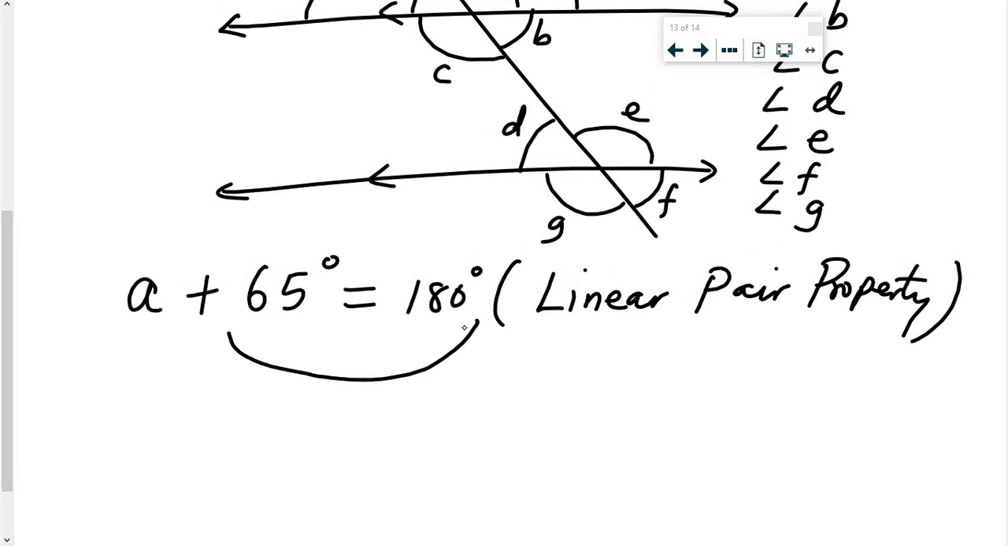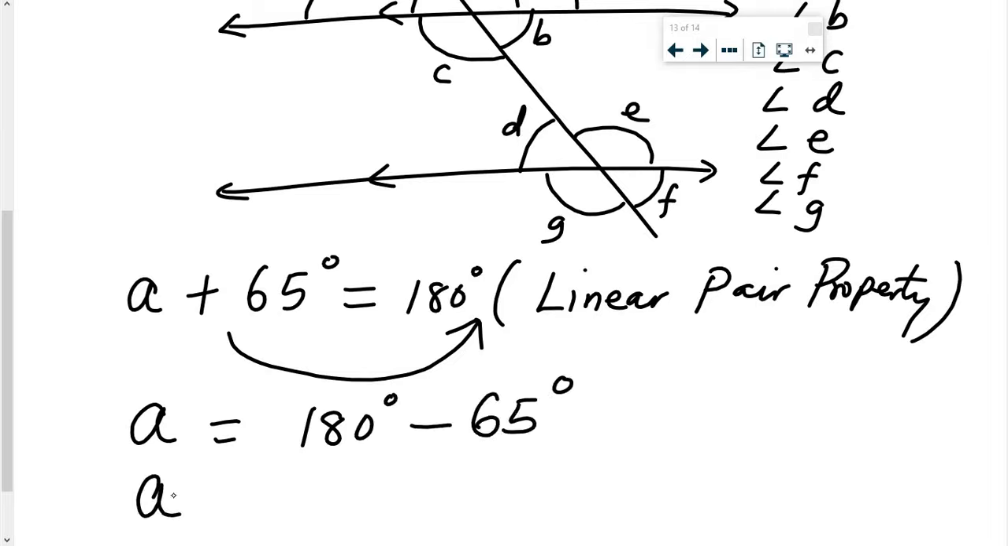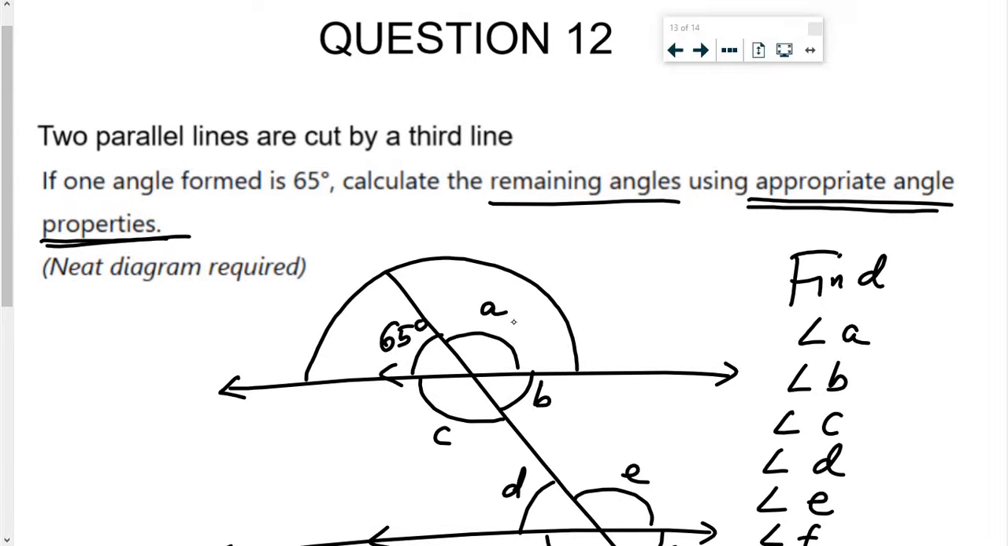How do we move from here? A will be big number 180 minus small number 65. What is angle A? Angle A will be 115 degrees. So here is 115 degrees. Can we get C? Yes, of course.